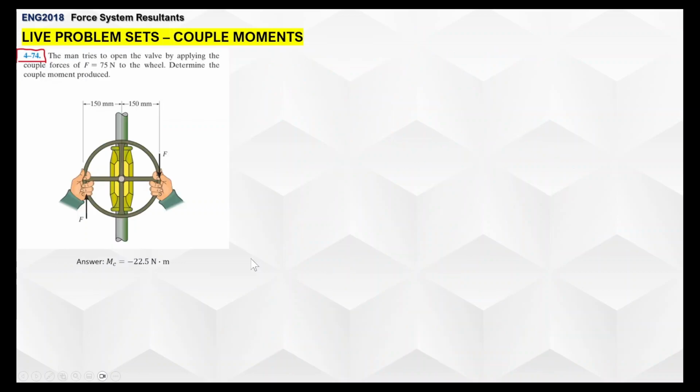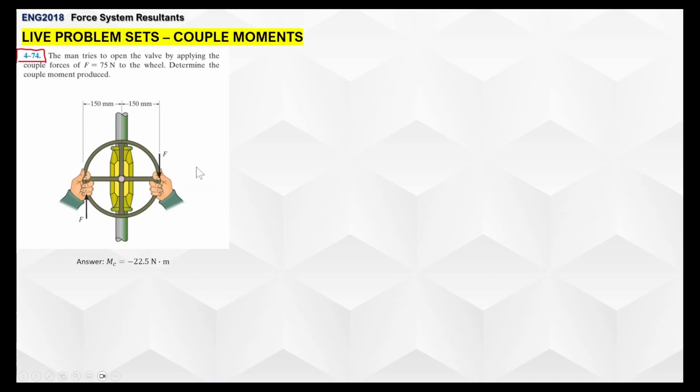The next item, actually the next two items, are probably one of the easiest ones. The sample ones and the problem sets already provided to you are a lot harder to analyze if you're not used to getting the couple moments.